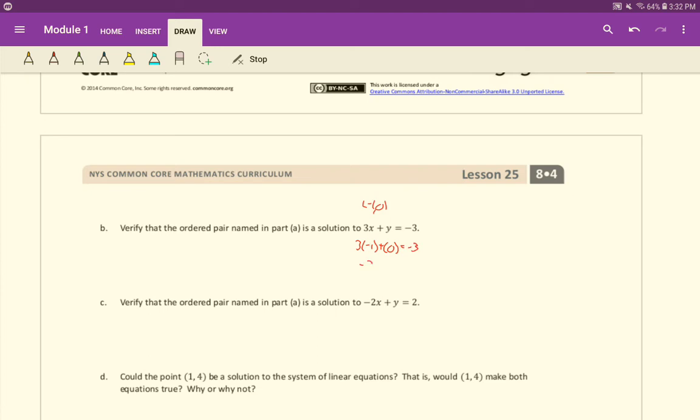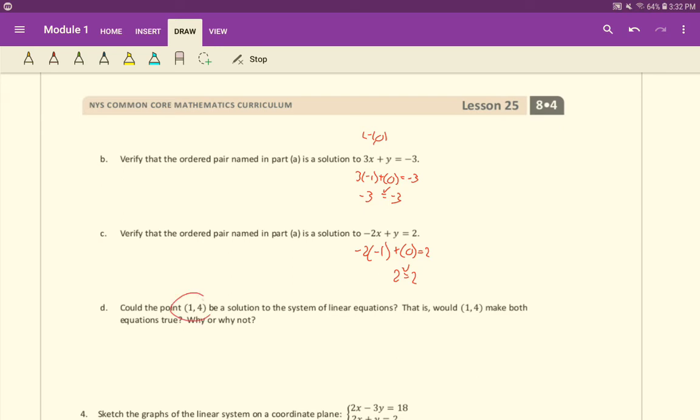3 times -1 is -3, plus 0, so it's just 0 equals -3, so check it works. And then -2 times -1. So again, plug the -1 for the x, plug the 0 in for the y. -2 times -1 is 2, and so check, that one works too.